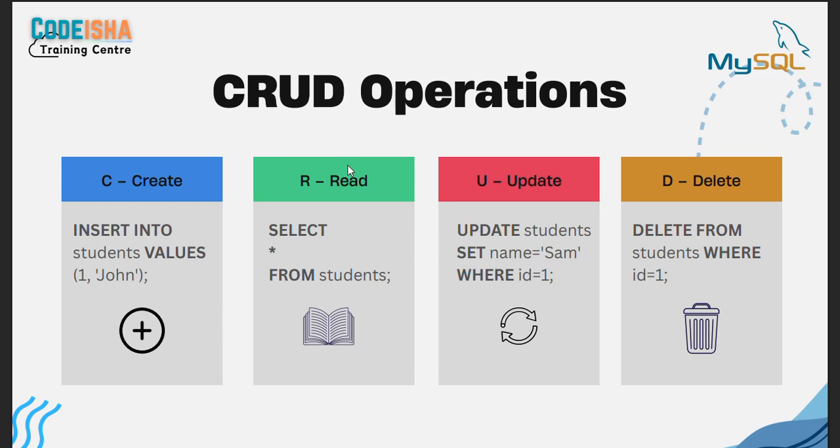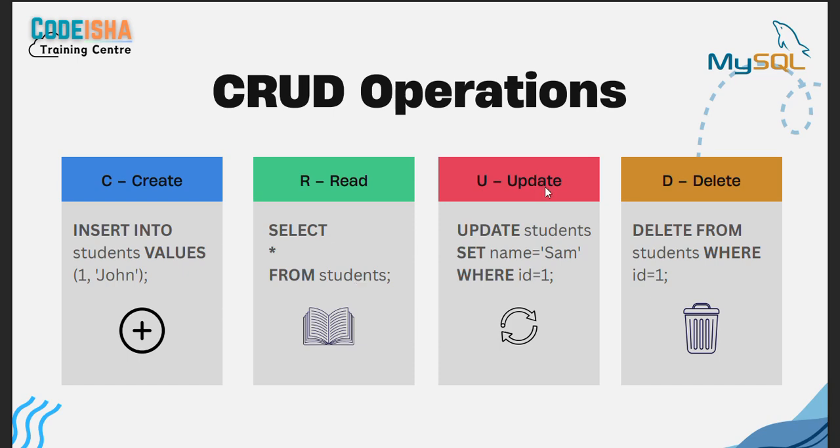Coming to read, reading is nothing but fetching the data. When we need values from the database, we write a query to fetch the data. The syntax is select star from students. Here we need to mention which table, whether it is students, patients, any user, any specific bank user, or any specific product.